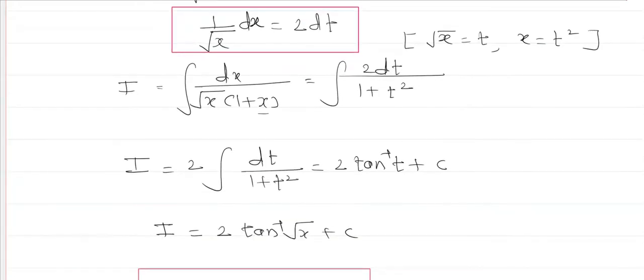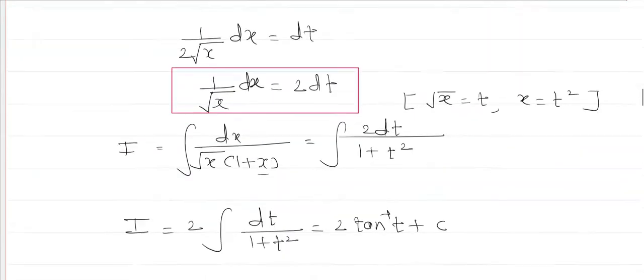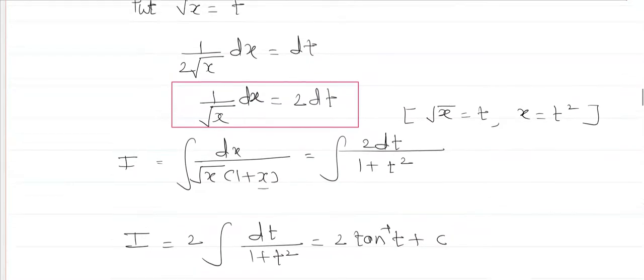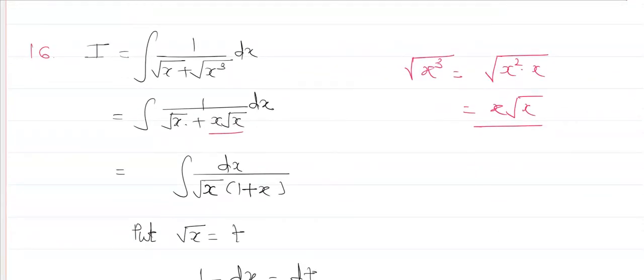Now, what is the derivative of tan inverse of x? The derivative of tan inverse of x is 1 upon 1 plus x square. Therefore, I is the integral of 2 dt upon 1 plus t square, and its integral is 2 tan inverse of t plus c. But what is the value of t? t is root x. And that's why I = 2 tan inverse of root x plus c. This is the answer. You can look at it again if you want.